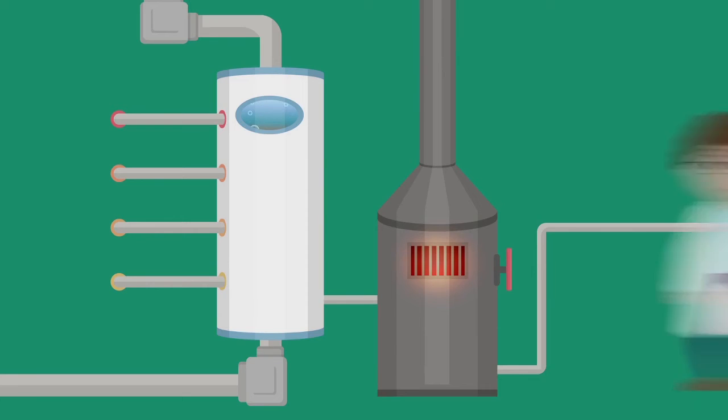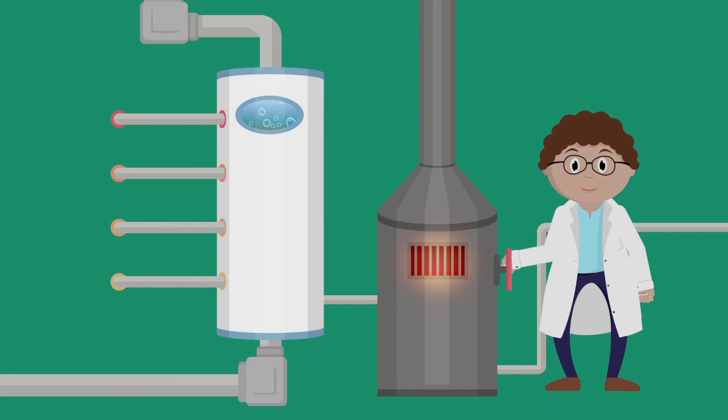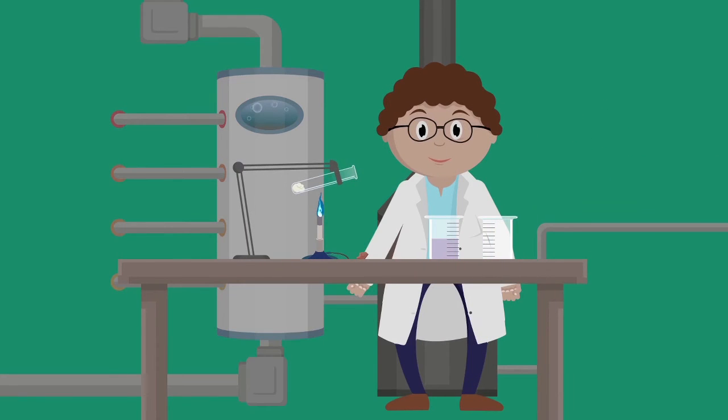Thermal cracking uses high temperatures and pressures, but can be costly due to the high energy usage. Catalytic cracking solves this problem by using low temperatures and pressures under the influence of a suitable catalyst.